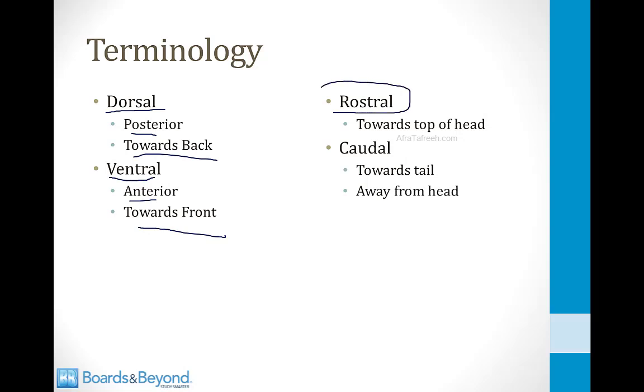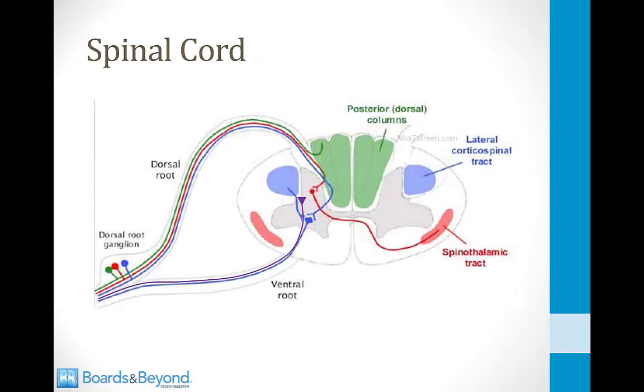Something that is rostral is towards the top of the head, and something that is caudal is towards the tail, and that means away from the head. You need to be familiar with the cell bodies found in the gray matter of the spinal cord and also some of the tracts running through the white matter. So let's talk about the cell bodies first.